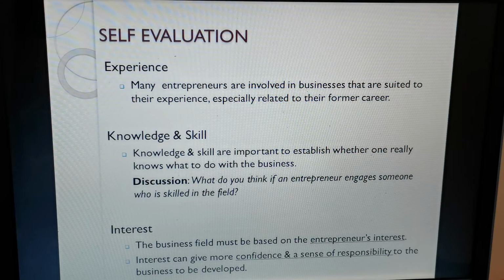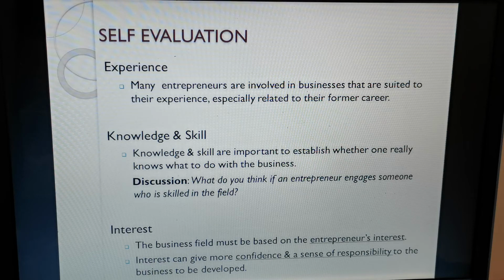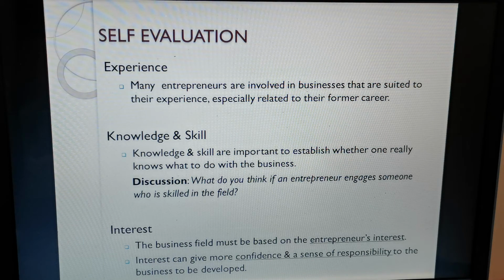All right, now we move on. After we have scanned the business environment factors, now we evaluate our self-evaluation, which is here we have the experience, knowledge and skill, as well as interest. So experience, of course, is very important, that suits our business that we want to be involved in, especially that related to our former career when we worked in a company and so on.